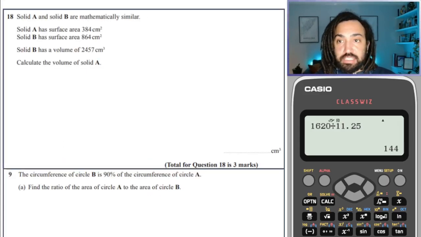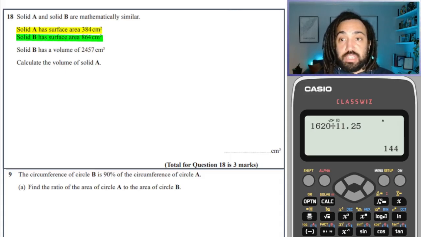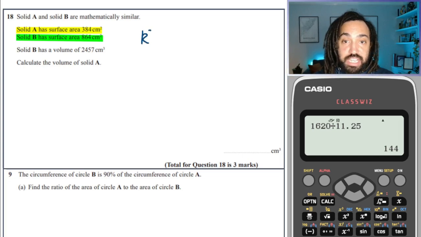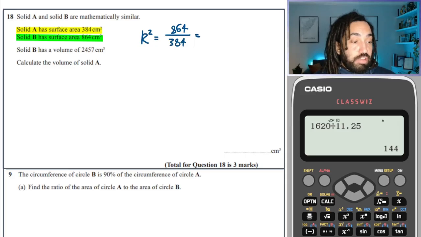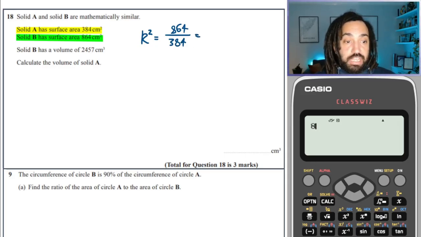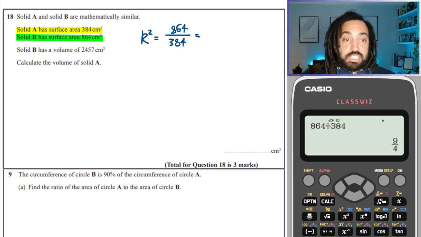Okay, next is a classic question whereby we have two objects and we're told the area of one and the area of the other. So that means that if we want to work out a scale factor between them, it will be the area scale factor, which is k squared. So we take the larger one and divide it by the smaller one. That's what I tend to do. And that will therefore give us 864 divided by 384. So that's 9 over 4.